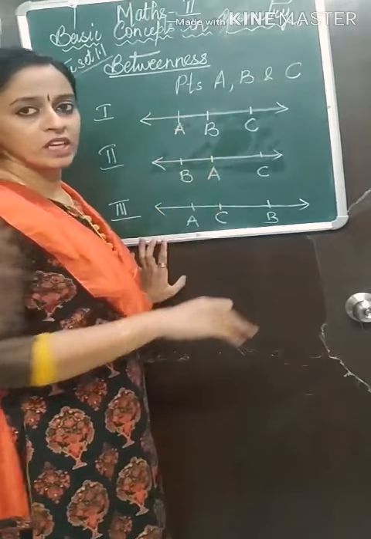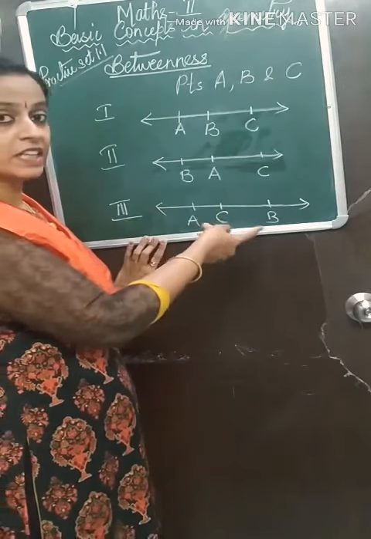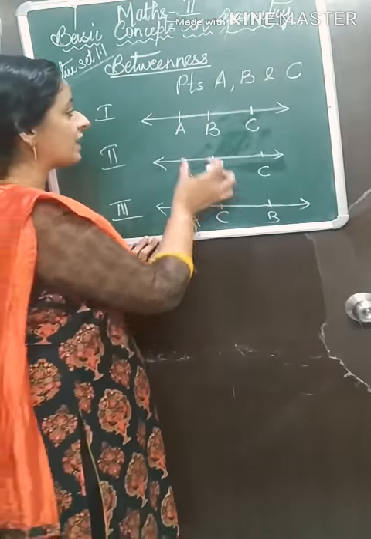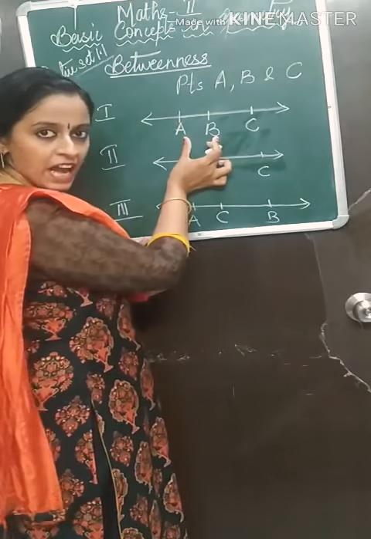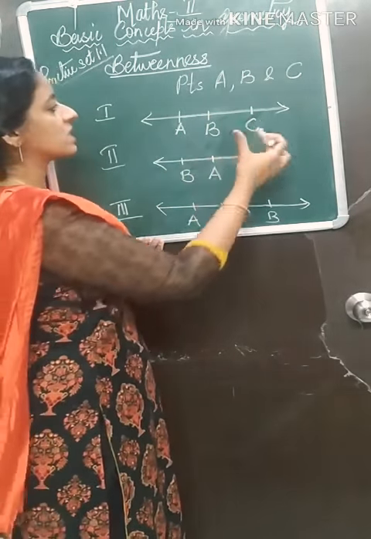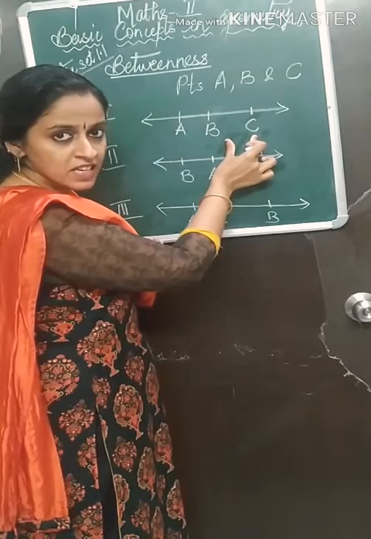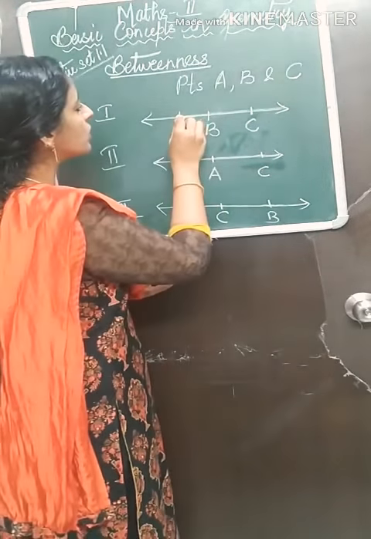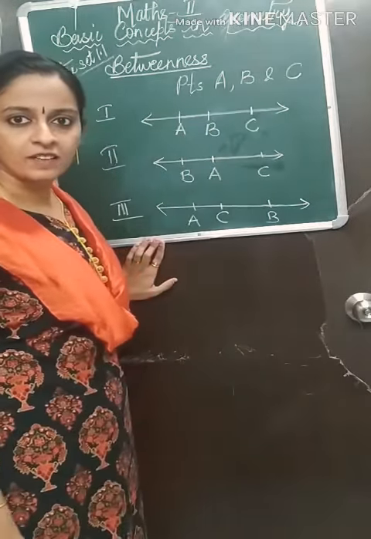Now from this betweenness, what did we learn in the previous figure? We learned that distance between A and B plus distance between B and C will be equal to distance between A and C.